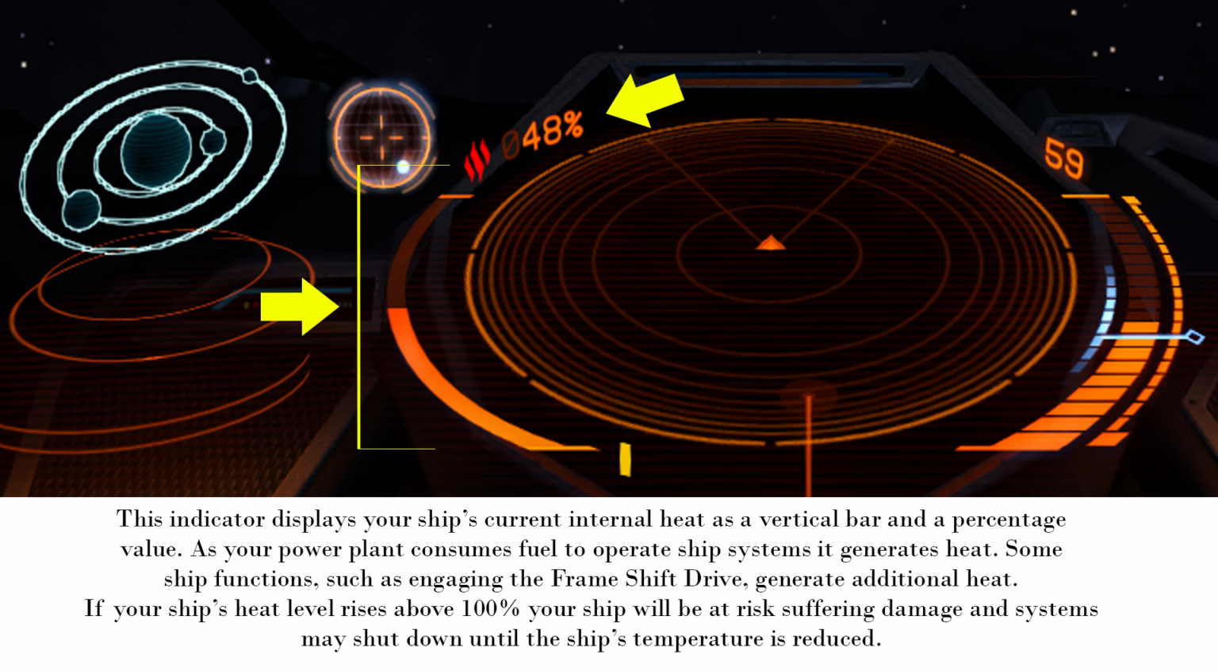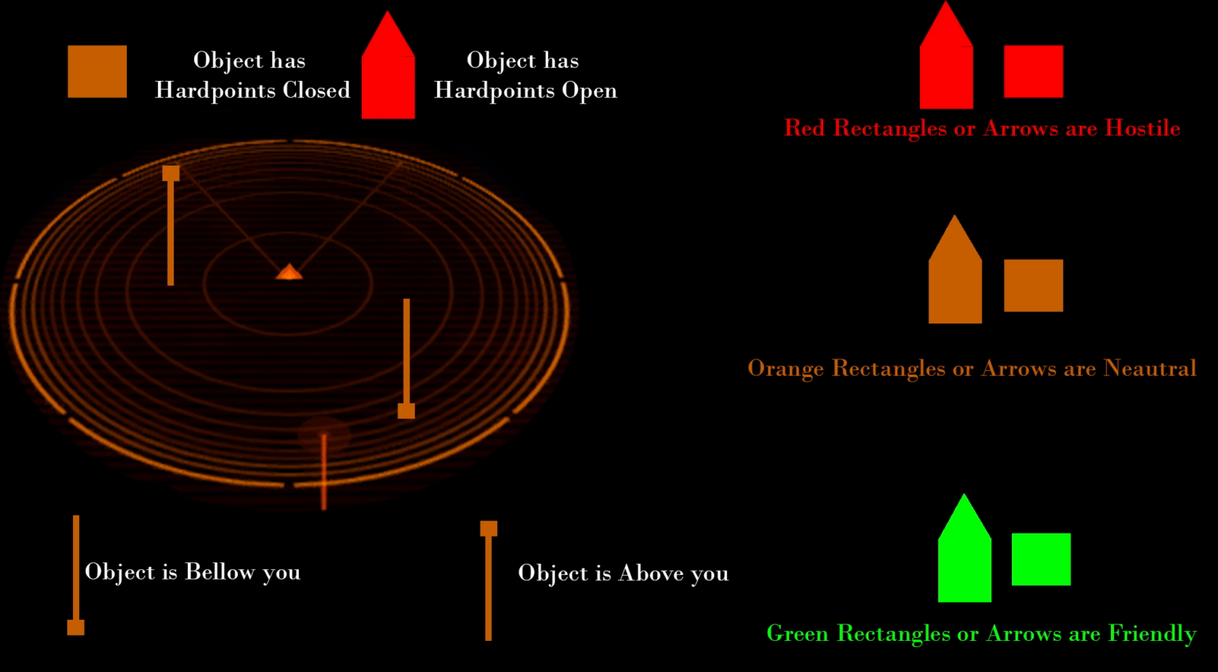Now, the most important part of your entire dashboard is your sensors. That is the large circular display in the middle of your dashboard. Here is a close-up representation of it. You are that sort of little triangle there in the middle of that. As you can see, depending on if an object is above or below you, it's going to be a line with a box. Now, where that box is located on the line means that is where that particular target is from you.